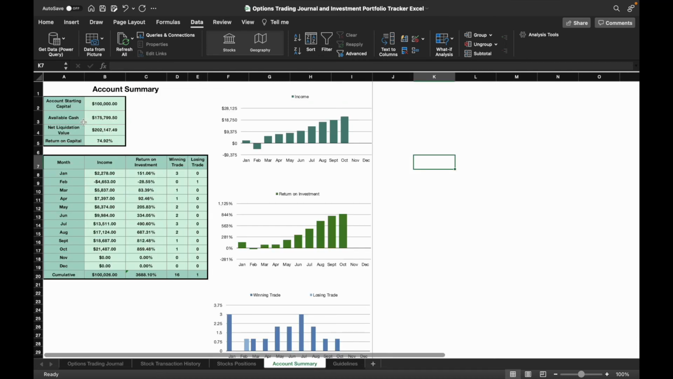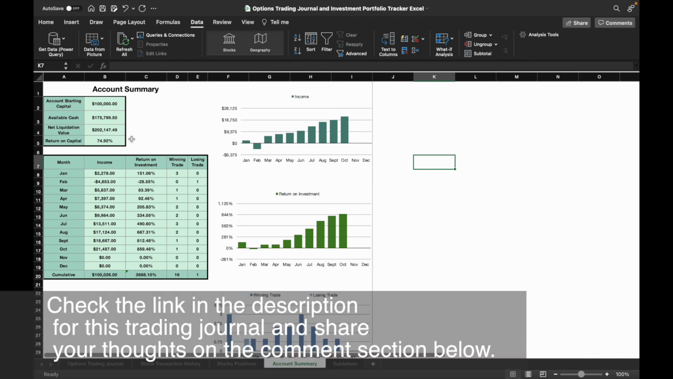So here in the account summary, you can see your account starting capital. First of all, you need to put in your account starting capital, and it will show you your available cash, your total net liquidation value, and your return on capital. So that's all for this review.